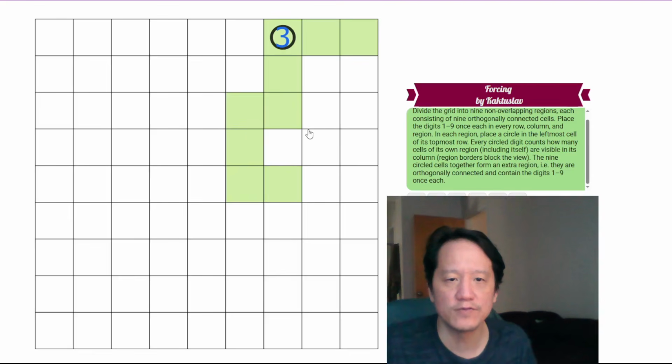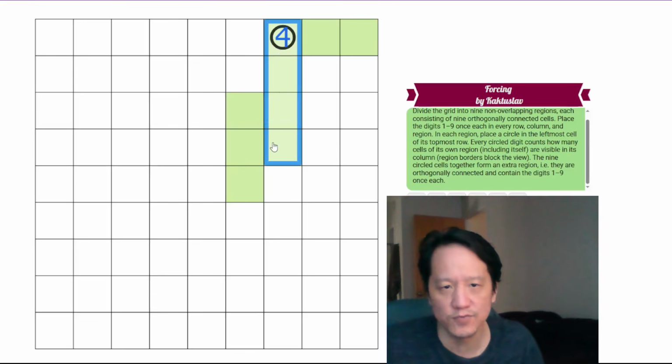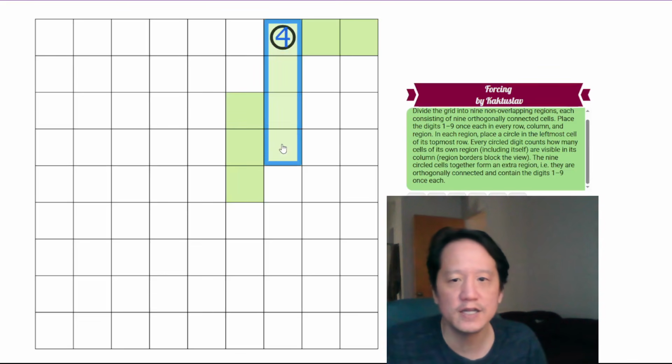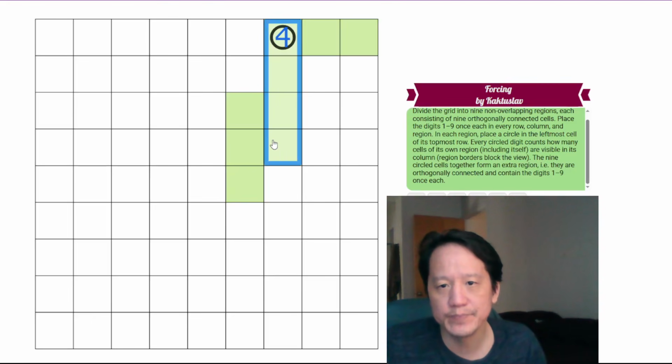The border would have to go here, and then it would only see these 3 cells. It would not see this cell here. If, however, we had this cell here as part of the region, then this would have to be 4 because it sees 4 cells, including itself, in the same column.